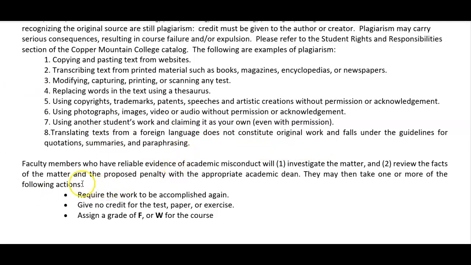Faculty members who have reliable evidence of academic misconduct will: 1. Investigate the matter, and 2. Review the facts of the matter and the proposed penalty with the appropriate academic dean. They may then take one or more of the following actions: require the work to be accomplished again, give no credit for the test, paper, or exercise, and assign a grade of F or W for the course.